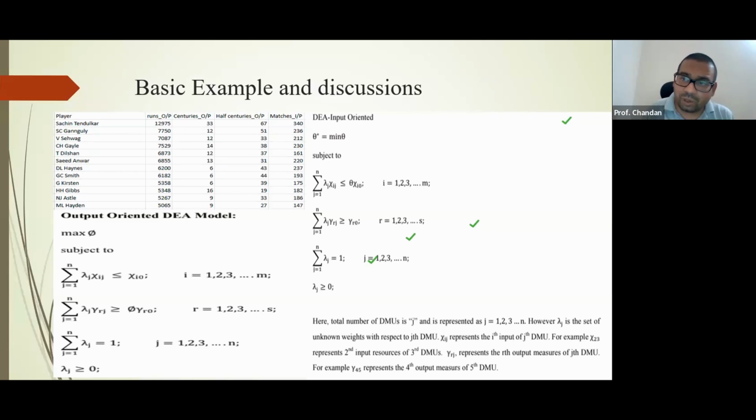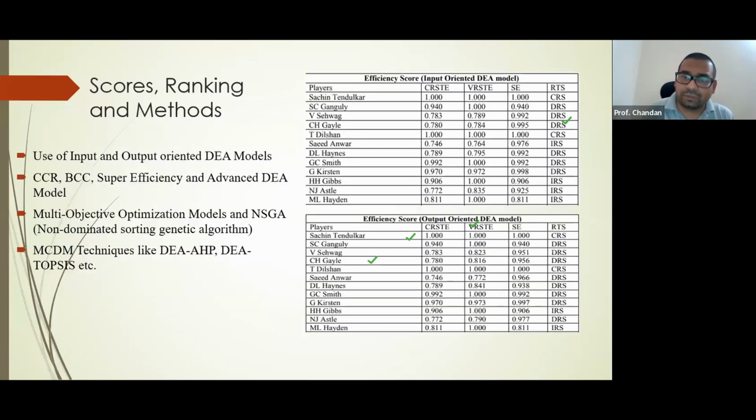So we have input and output parameters. For example, we can see notations like Xij, where Xij represents the ith input of the jth DMU. So the ith input of the jth player, right? So accordingly, we have written the scores, ranking, and various methods. So using the DEA method, we can see the scores. We can also see in the last column, we have IRS, DRS, and CRS.